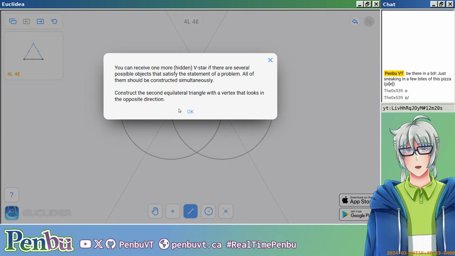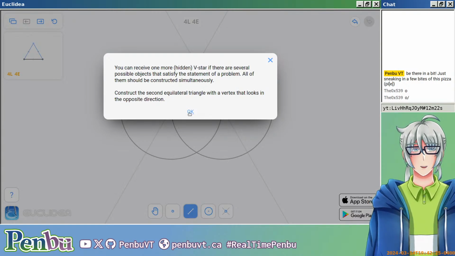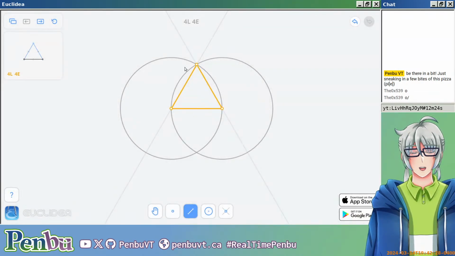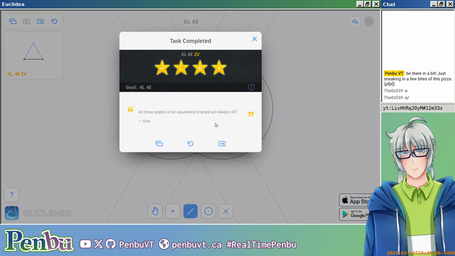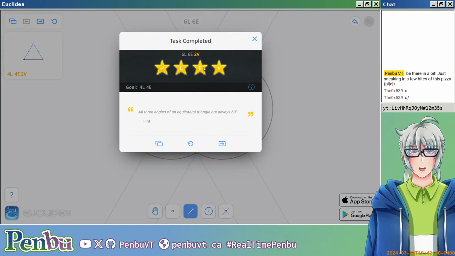Construct the second equilateral triangle with a vertex that looks in the opposite direction. And so here we have some symmetry. We can construct the same triangle but pointing this way. Now we have this one too. And now we've gotten 4 stars on this.